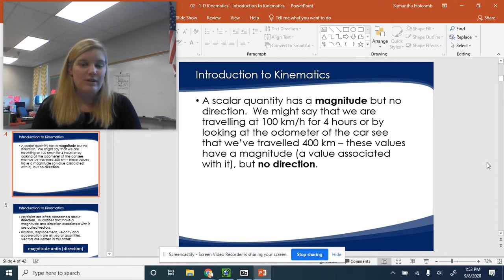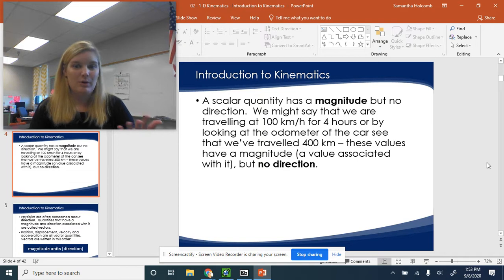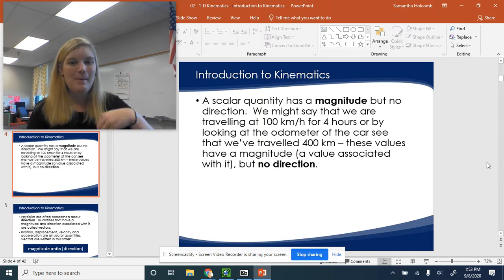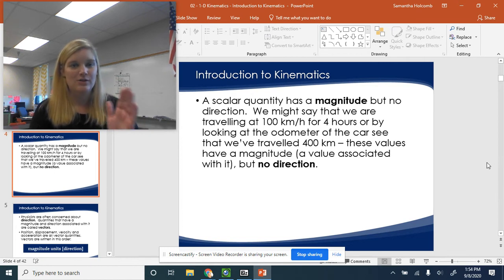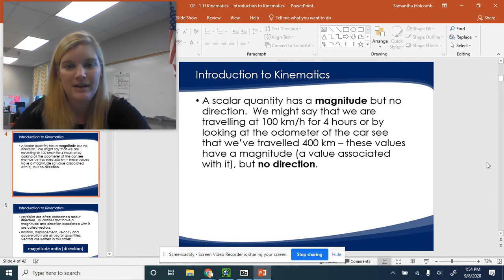So you can say that you're traveling 100 kilometers per hour for 4 hours, and you could look at your odometer and say, okay, so we've traveled 400 kilometers. All of those numbers have a magnitude with them, but they don't tell you a direction. So we don't say we went 50 kilometers north and then 20 kilometers east. We don't say anything like that. We just say, here's our total scalar value.